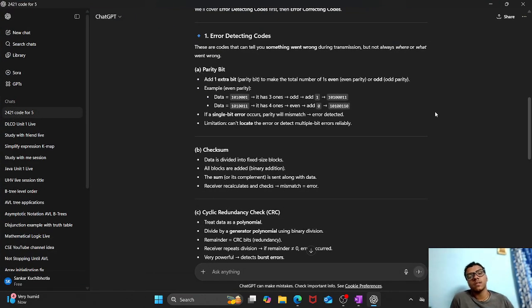These are codes that can tell you something went wrong during transmission, but not always where or what went wrong. Add one extra bit, a parity bit, to make the total number of ones even or odd. With even parity, if the data has three ones, then if you add one, it will become even.